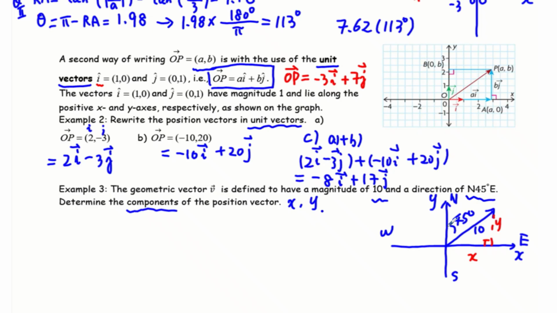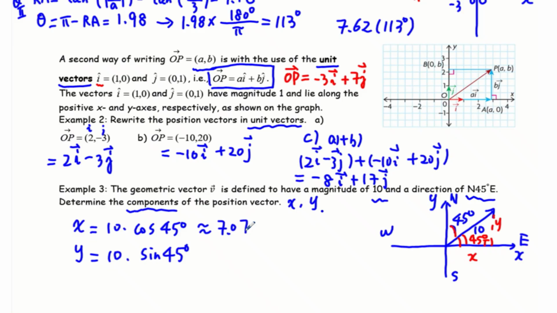So same as before, we want to find the angle with the x-axis. So 90 minus 45 is 45 degrees. The reason why we want to find this angle is because after that the x component is just the magnitude times cosine of this angle, and y is the magnitude times sine of that angle. Then just get your calculator out. It's approximately 7.07.